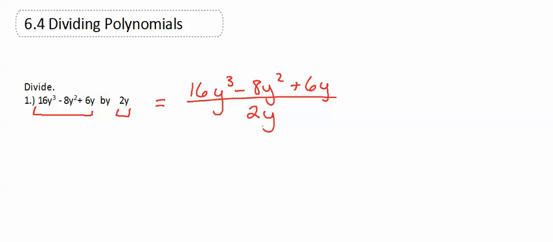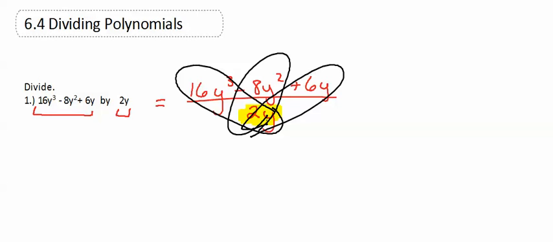Since this is a monomial, and this is important, just one term, not a binomial, we're going to take the monomial and divide it into each of the terms. So it's really 16y cubed divided by 2y, and that will give you 8y squared. Then I'm going to do negative 8y squared divided by 2y, which is minus 4y. And then finally the last term, 6y divided by 2y, which is then going to be 3.